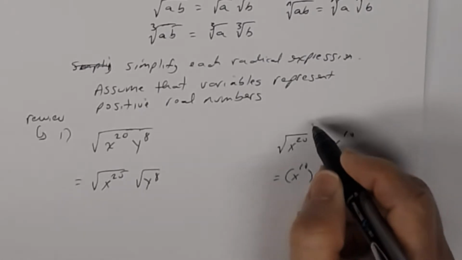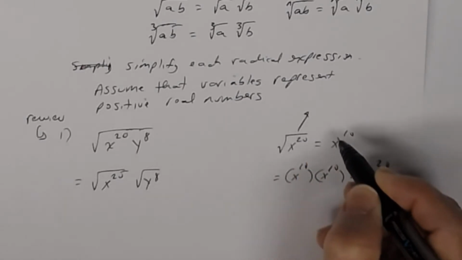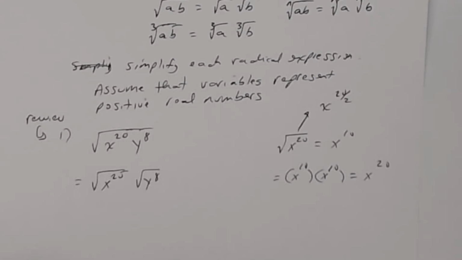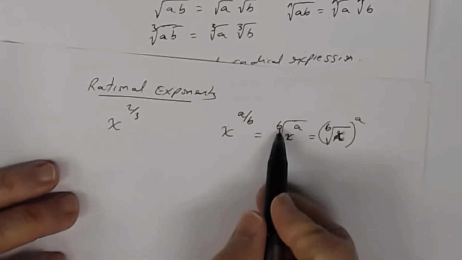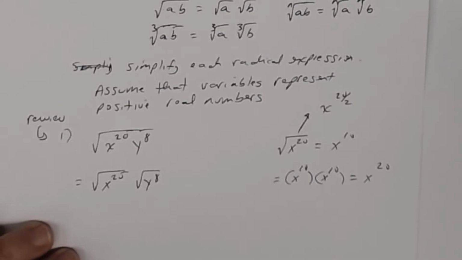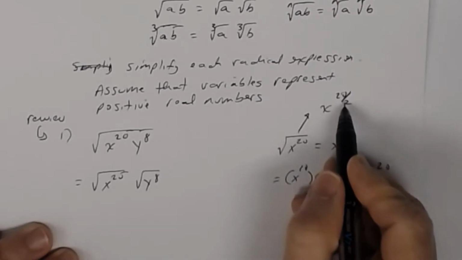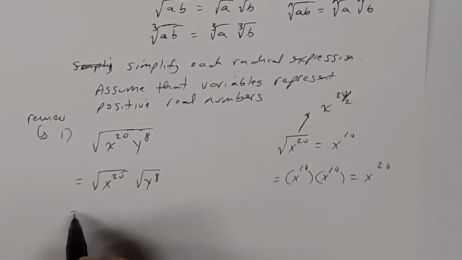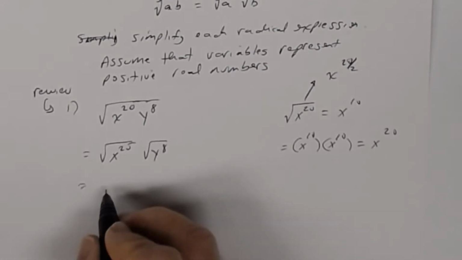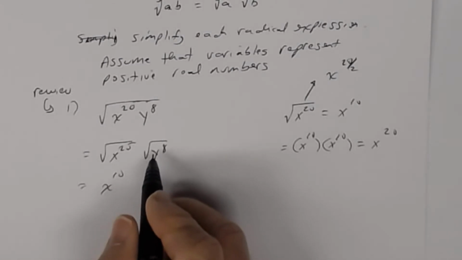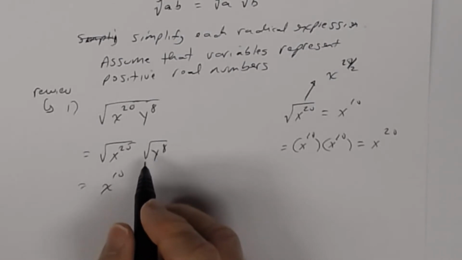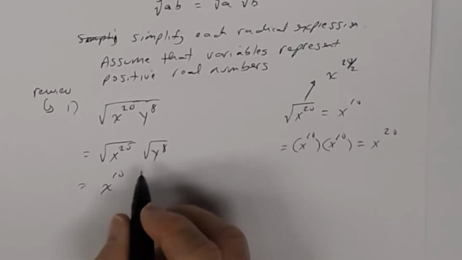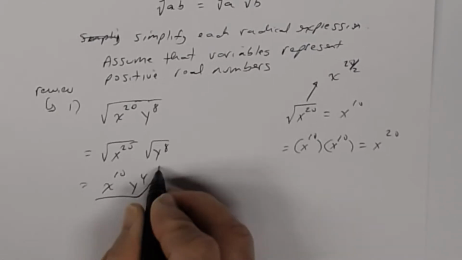See this right here? So using this rational exponent rule, I can rewrite this as x to the 20 divided by 2. So a divided by b. So 20 divided by 2, which is 10. All right? Okay, so the square root of x to the 20th is x to the 10th. This is a nice expression also because 8 is divisible by 2, right? That's a nice one to deal with. So the square root of y to the 8th is just y to the 4th. And so there's our answer.